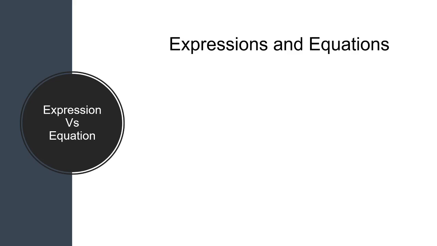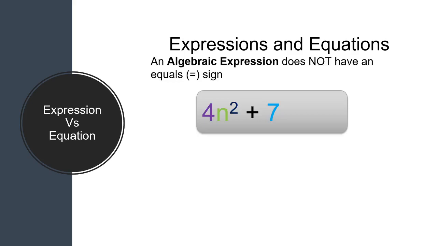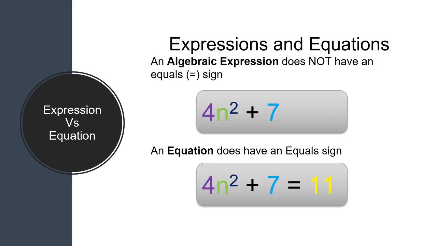An expression and equation, they are slightly different. An algebraic expression does not have an equal sign. So 4n squared plus 7 is an expression. An equation, however, does have an equal sign. So 4n squared plus 7 equals 11 is an equation. It actually contains two expressions, the 4n squared plus 7 and an expression which is just the number 11.